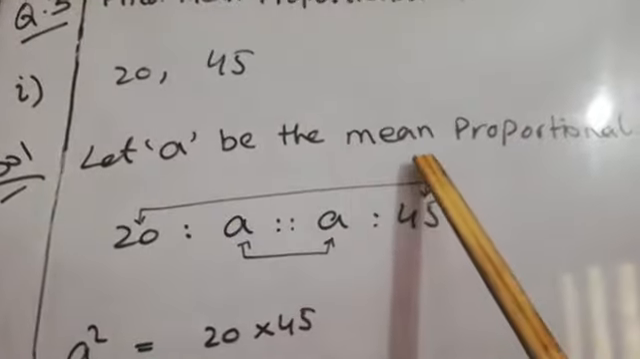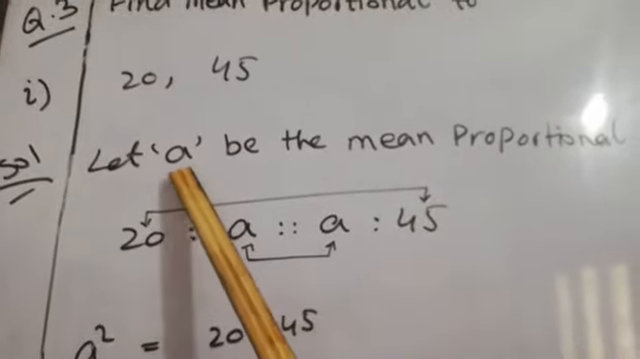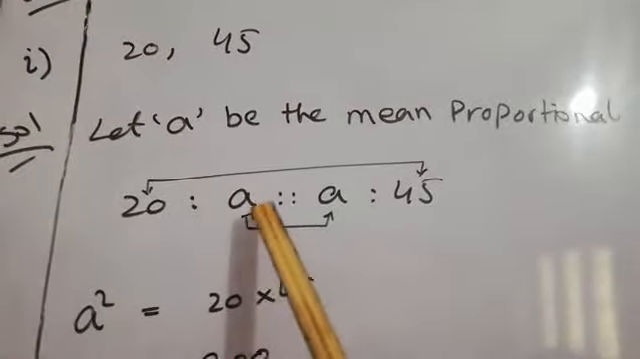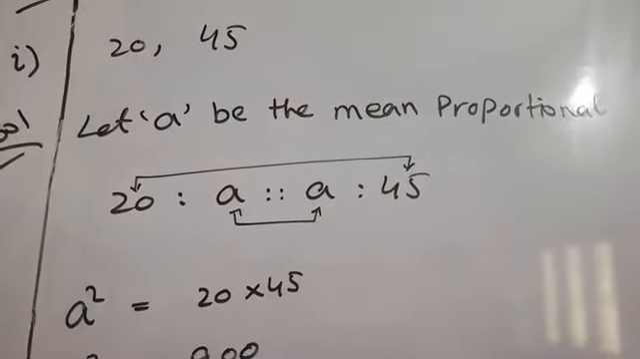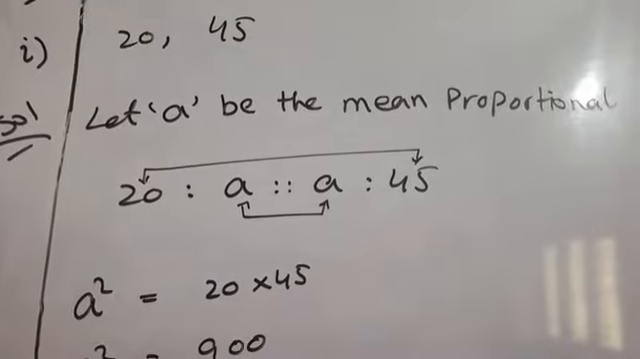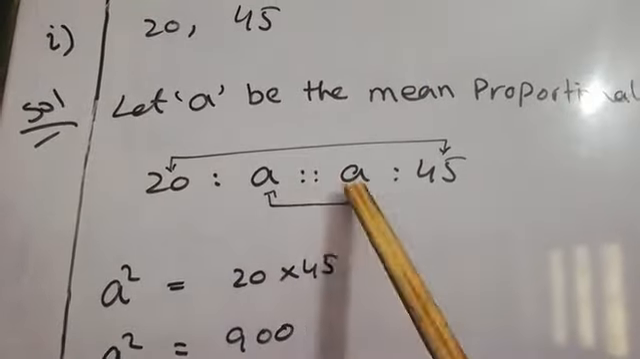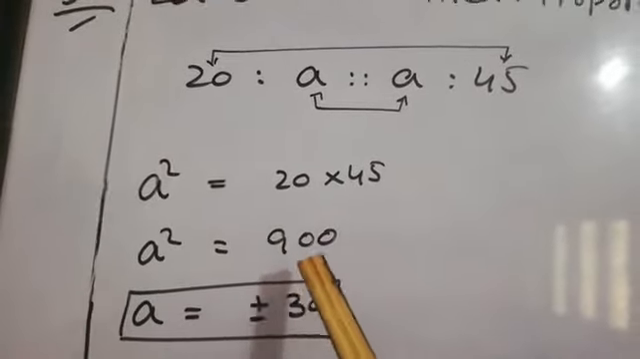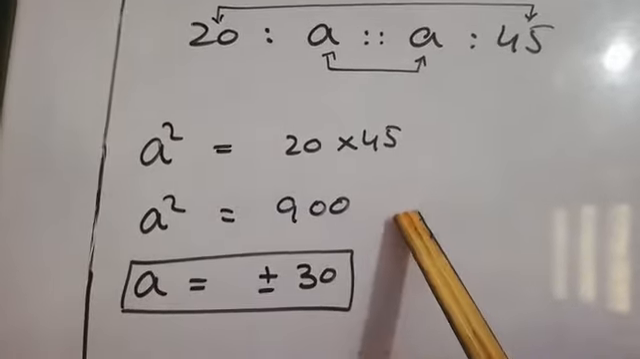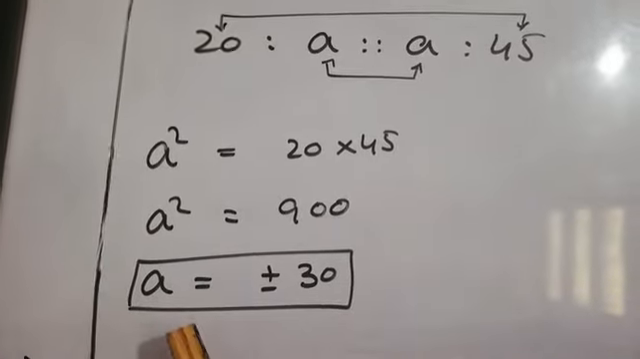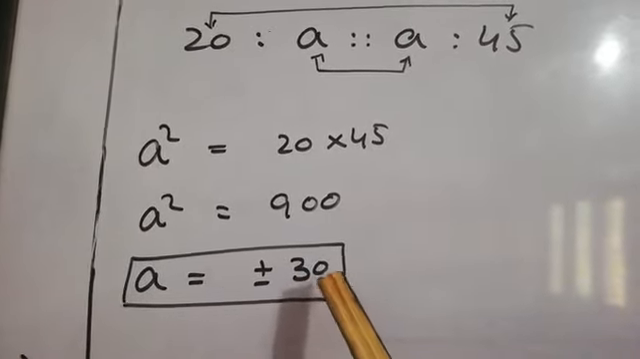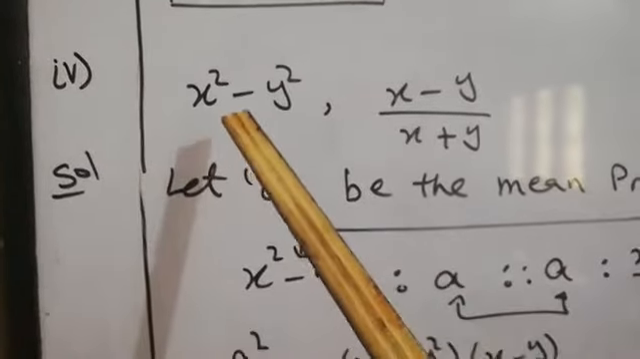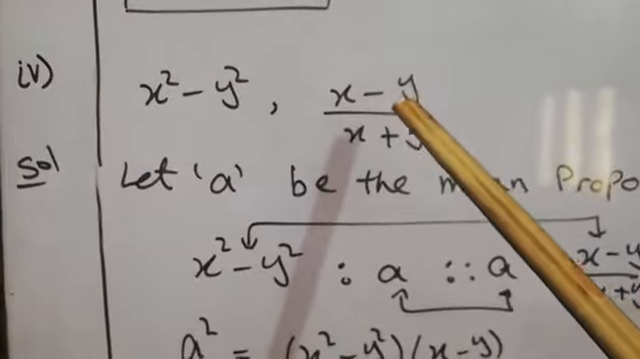Since this is the mean proportional, we will write the missing value in the mean position. 20 ratio A proportion A ratio 45. Since product of means equals product of extremes, A square equals 20 multiplied by 45. 20 times 45 is 900. So we will take the square root of both sides and we will get A equals plus minus 30. This is the answer.